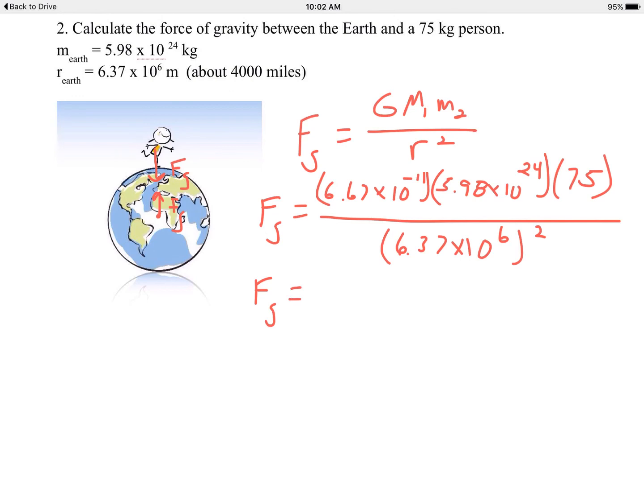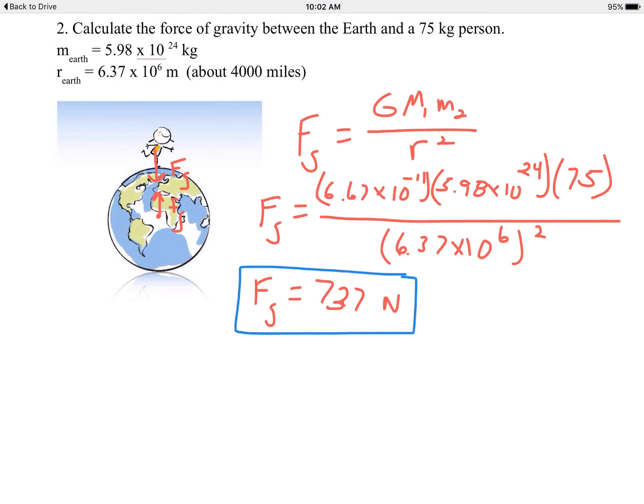The force of gravity here then is, if you plug that all in, and once again I would recommend that you maybe pause the video right now, do the calculation, and see if it comes out to be my answer, which came out to be 737 newtons, standard units.